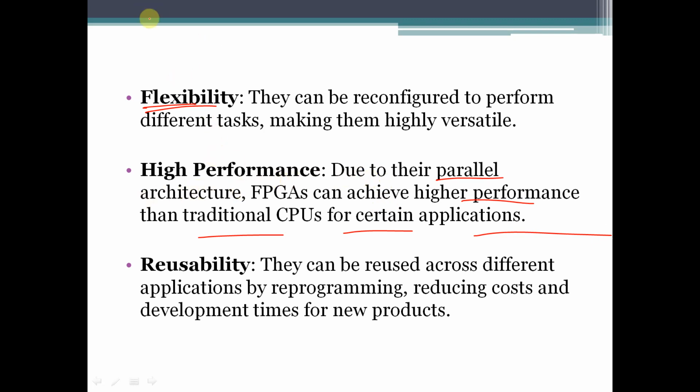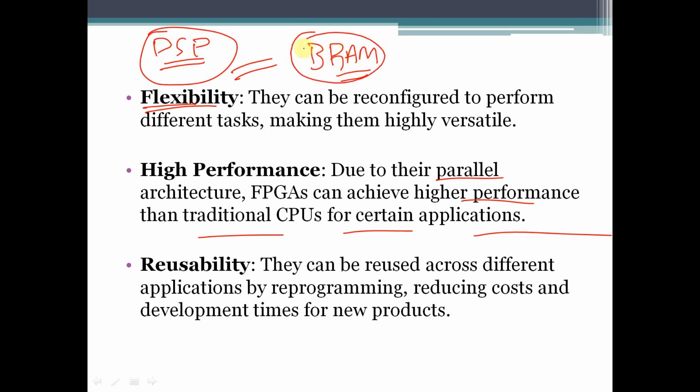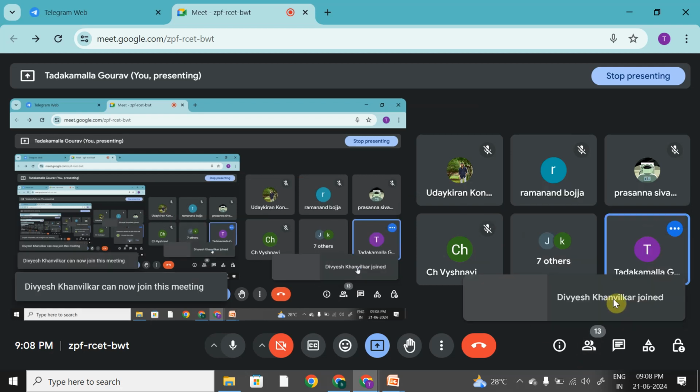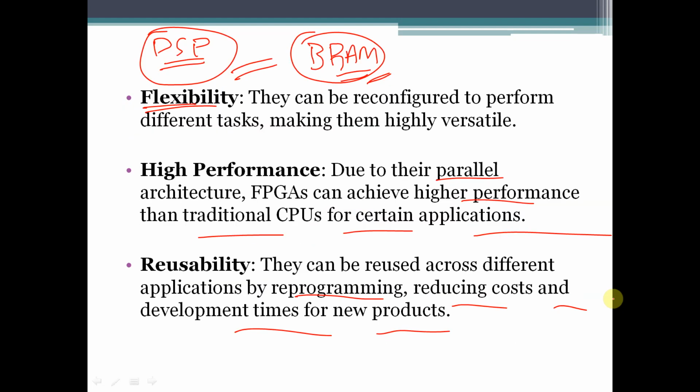Nowadays in FPGAs we have DSP cores embedded, which make all the DSP operations very fast. We'll see what the DSP cores are. We also have block RAMs in our FPGA for storage of memory and easy access of data. These all make FPGA parallel processing easy. We will discuss them one by one in upcoming sessions. Remember also reusability: they can be reused across different applications by reprogramming, reducing costs and development times for new products. These are some of the key features of FPGA.